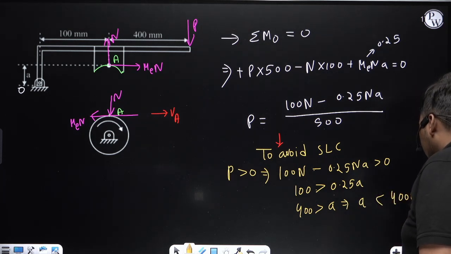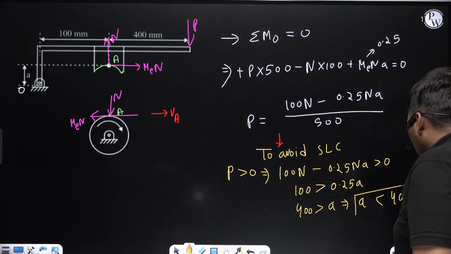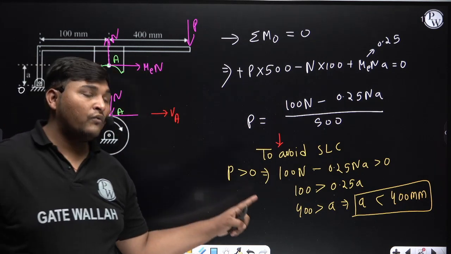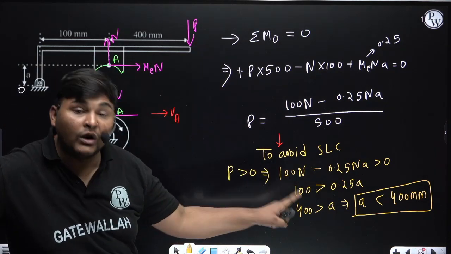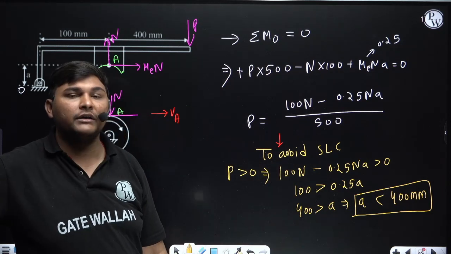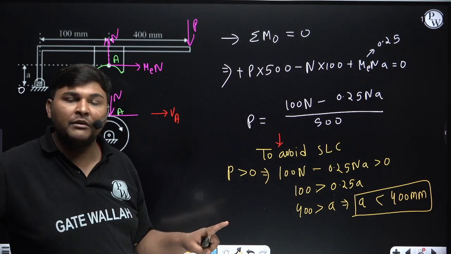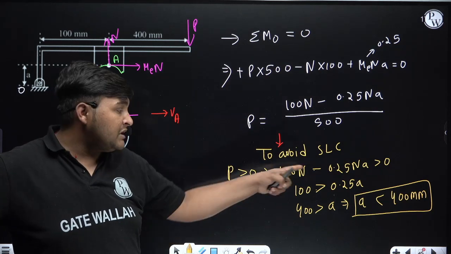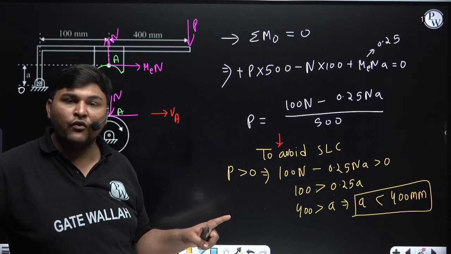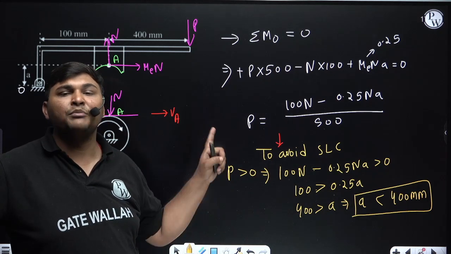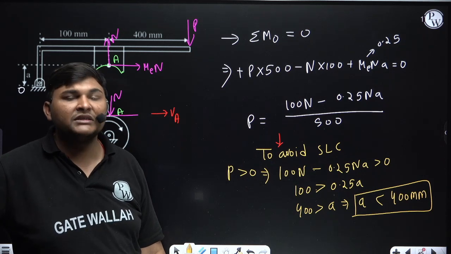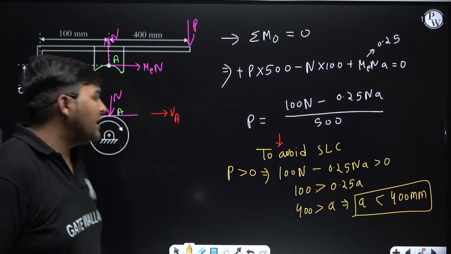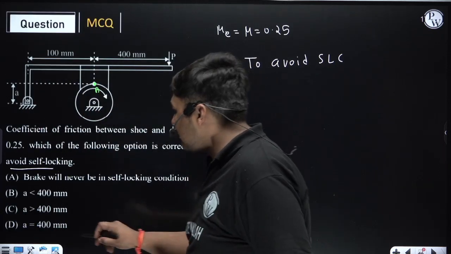Since we have taken distance in mm, it will also come in mm. So to avoid self-locking, A must be less than 400. It should also not be equal to 400; it should be less than 400. If A is less than 400 mm, the brake will not be in self-locking condition. And if this condition is not satisfied, meaning A is equal to 400 or greater than 400, in that case the brake will be in self-locking condition. Since the examiner is asking the condition to avoid self-locking, we need to satisfy that A must be less than 400. Which option is correct?